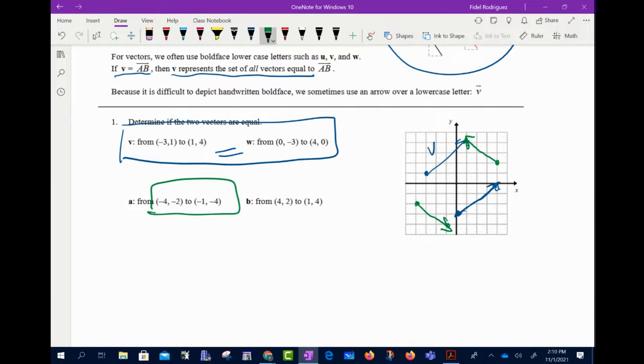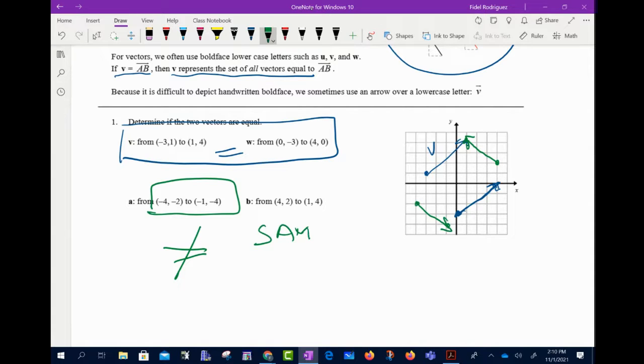Okay, so now guys, I'm looking at the green vectors. We want to know if they're equal. Number one, do they have the same length? Just look at the picture. What do you think? They got the same length? Okay, do they have the same direction? No. Okay, these vectors are not equal.